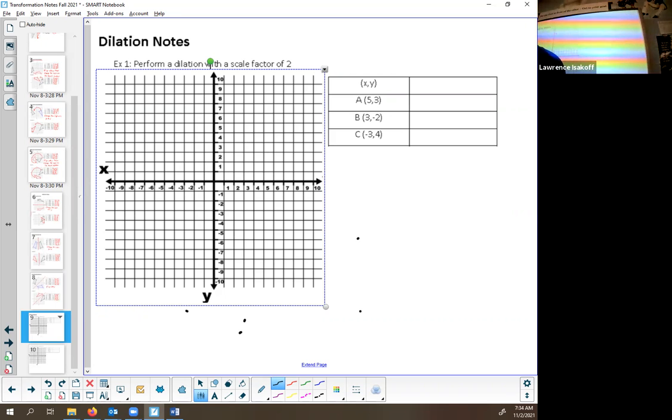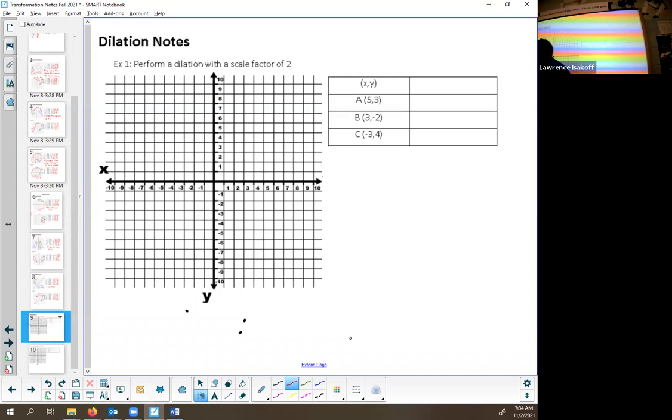So I'm going to start with just plotting my first set of points. 5, 3. There's A. 3, -2. There's B. And -3, 4. There's C. I can connect those points to make a triangle like so.